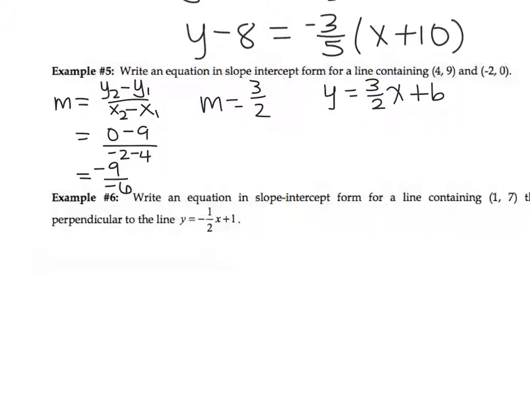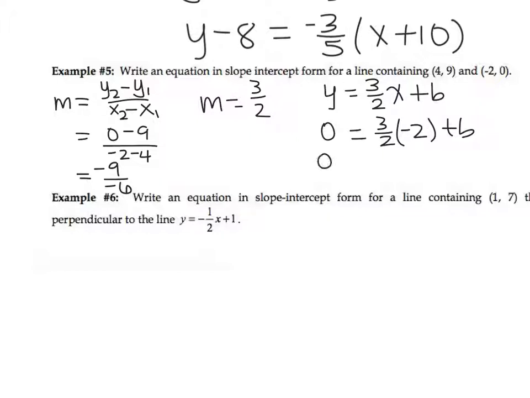And luckily, both of our points have an x value that is divisible by 2. So it doesn't matter which point we choose. So I'm going to choose -2, 0. So I'm going to plug in 0 equals 3/2 times -2 plus b.